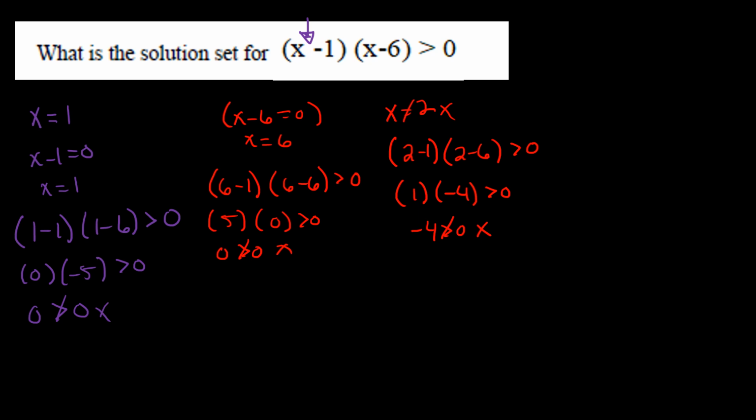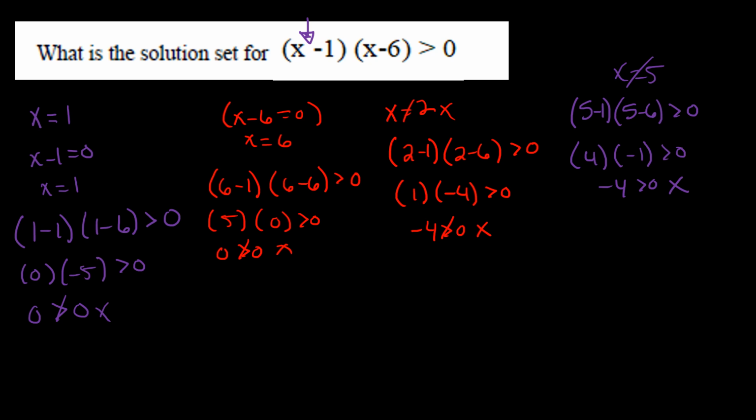So what that's telling me is it cannot be a value between 1 and 6. We can try another test value. Let's try 5. If I try 5 and put that into the equation, 5 minus 1 times 5 minus 6 greater than 0. 5 minus 1 is 4. 5 minus 6 is negative 1 greater than 0. 4 times negative 1 is negative 4 greater than 0. This is also no good. So it can't be any value between. What about values greater than or outside?